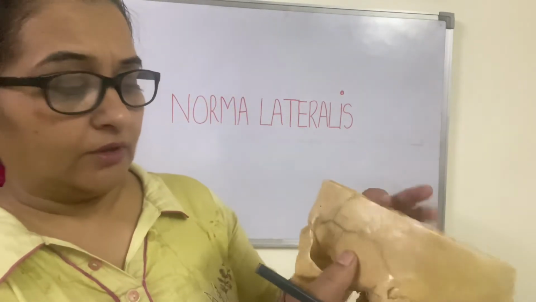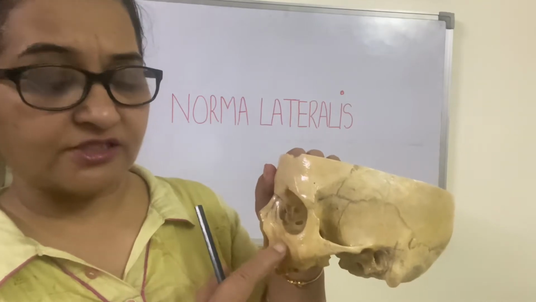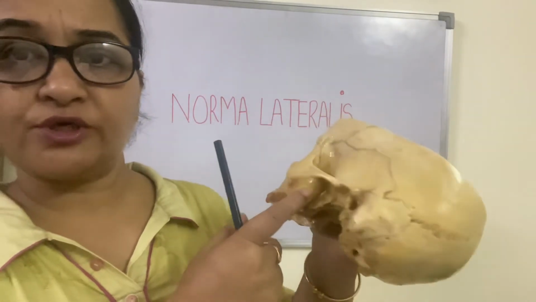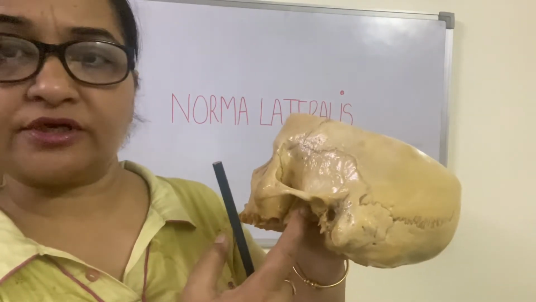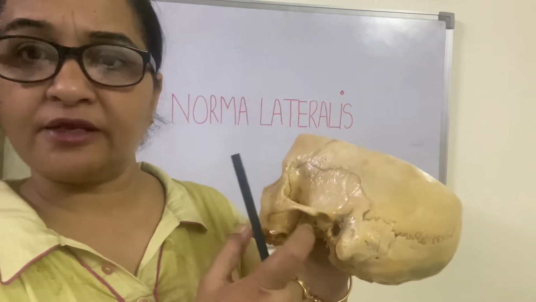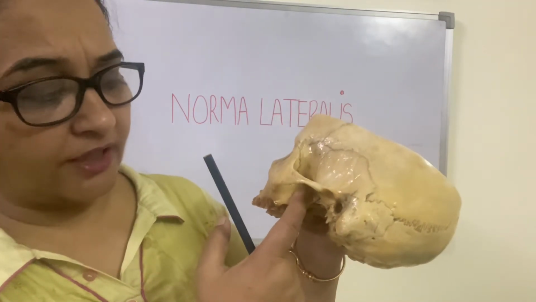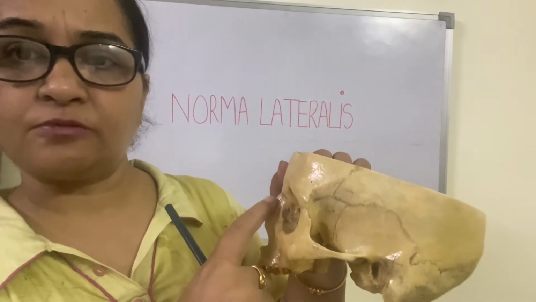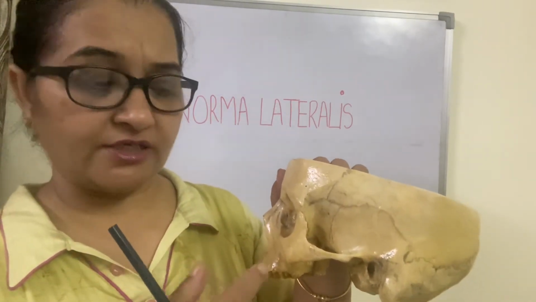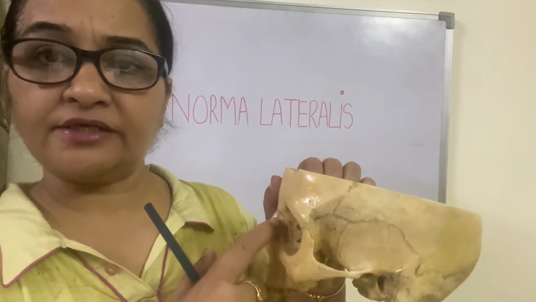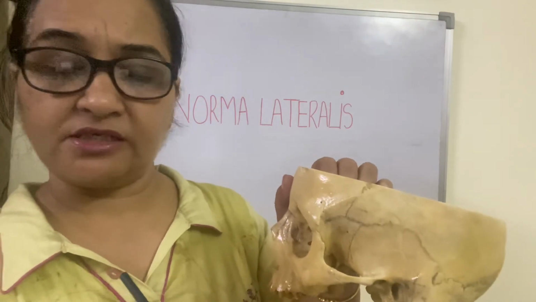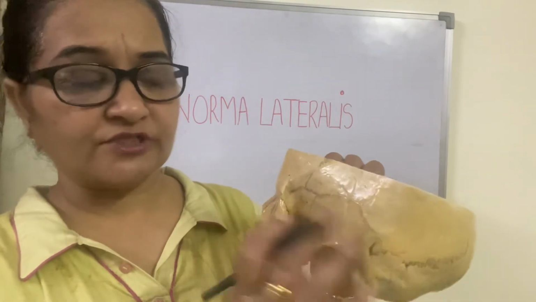Another structure visible in Norma lateralis is the maxilla. As we trace it posteriorly, it forms the anterior wall of the infratemporal region, which lies below the temporal bone. Here are the nasal bones, which are also visible in the Norma lateralis. Another important structure visible here is the frontal process of the maxilla, and the lacrimal crest of the maxilla. So these are the important bones present here.